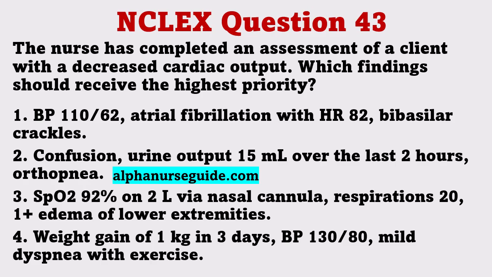The correct answer is 2. Confusion, urine output 15 milliliter over the last 2 hours, orthopnea. A low urine output and confusion are signs of decreased tissue perfusion. Orthopnea is a sign of left-sided heart failure. Crackles, edema, and weight gain should be monitored closely, but the levels are not as high a priority. With atrial fibrillation, there is a loss of atrial kick, but the blood pressure and heart rate are stable.